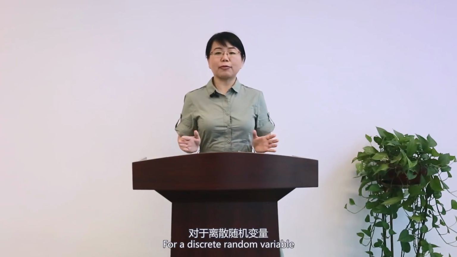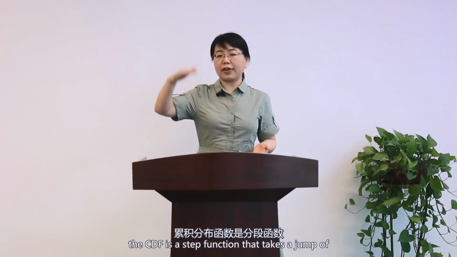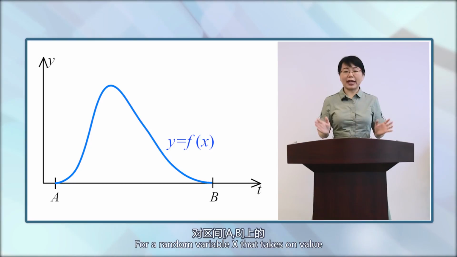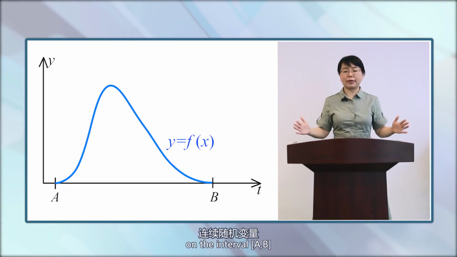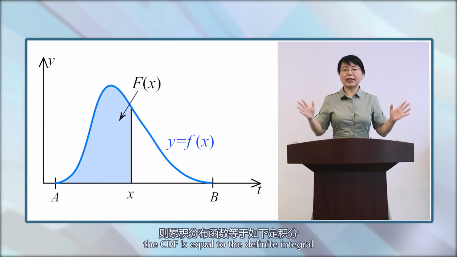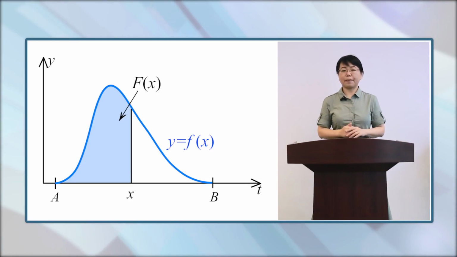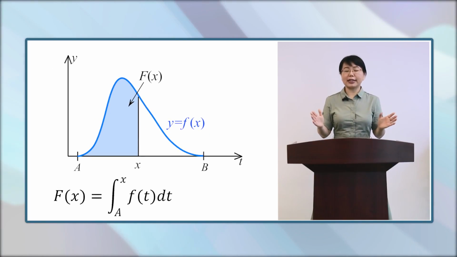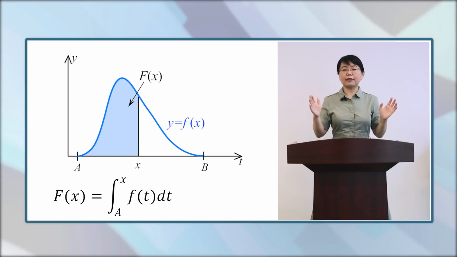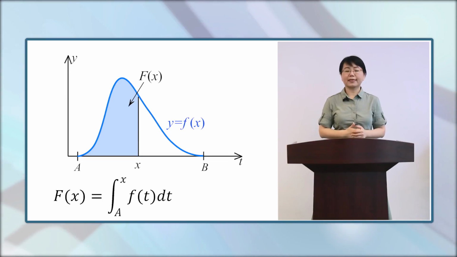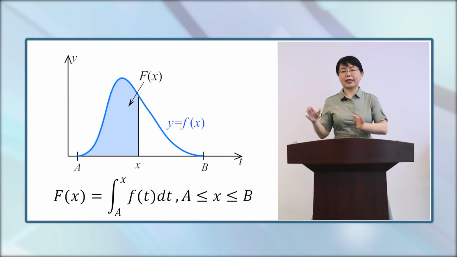For a discrete random variable, the CDF is a step function that takes a jump of p_i at the value x_i. For a random variable X that takes on values on the interval [a, b] and has PDF f(x), the CDF is equal to the definite integral. We can see in this picture that F(x) is equal to the definite integral of f on the interval from a to x, and x is between a and b.